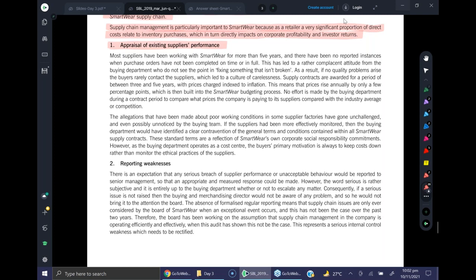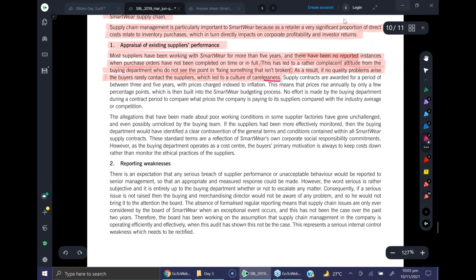It says that most suppliers have been working with Smartware for more than 5 years, and there have been no reported instances when purchase orders have not been completed on time or in full. This has led to a rather complacent attitude from the buying department, who do not see the point in fixing something that isn't broken. So they are so used to not hearing about problems that they have assumed that if there is no mention of a problem, we don't need to find out if there is any problem. As a result, if no quality problems arise, the buyers rarely contact the suppliers, which led to a culture of carelessness.